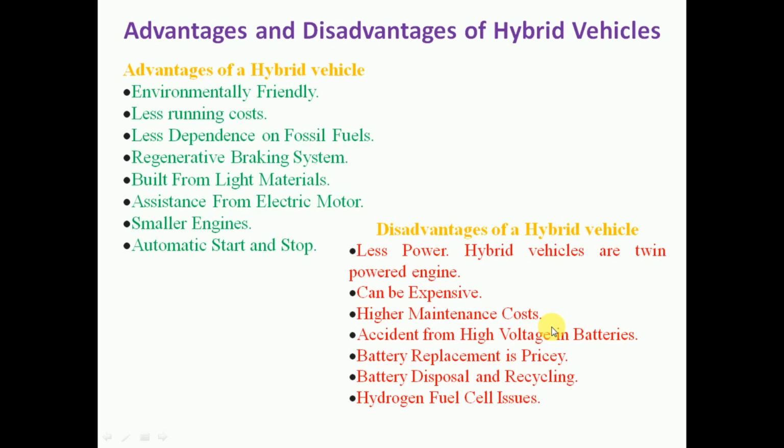In this hybrid vehicle, we have to maintain the electric vehicle parts, and we have to maintain the internal combustion engine also. That's why the higher maintenance cost will be there. Accident from high voltage in the batteries. The high voltage in the battery will be there. If anybody holds the wires and something, the accident may happen. That means the charge may leak from that one. The high voltage charge may leak.